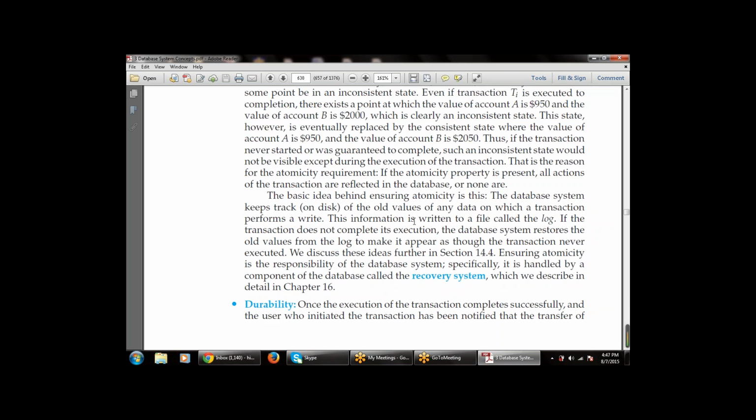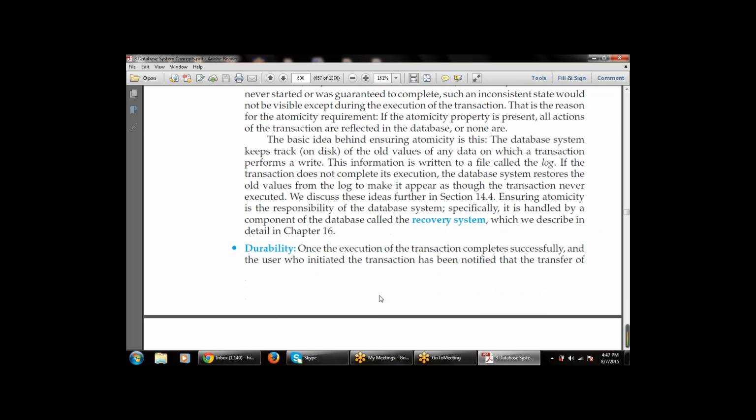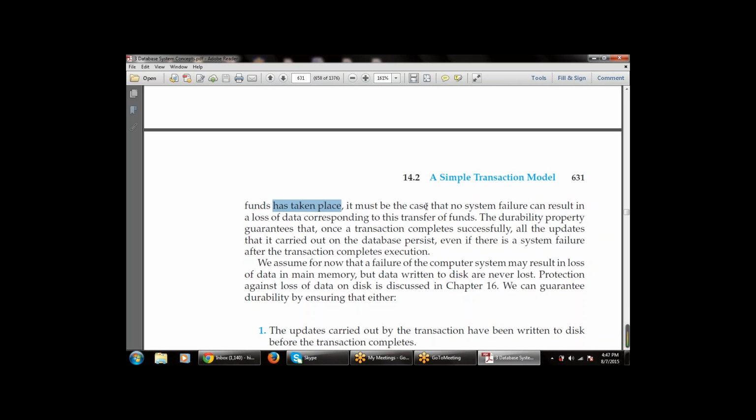That means the recovery system, which is also one of the major tasks discussed in chapter 16. Then there is durability. Once the execution of a transaction completes successfully and the user who initiated the transaction has been notified, that the transfer of funds has taken place, it must be the case that no system failure can result in a loss of data corresponding to the transfer of funds.